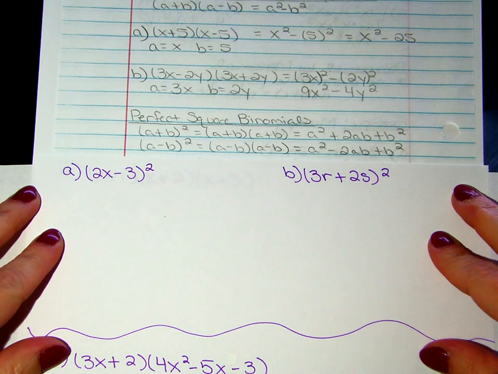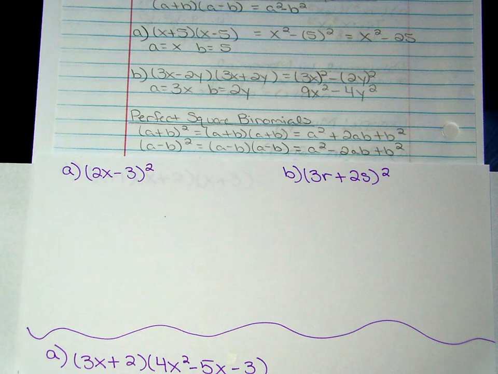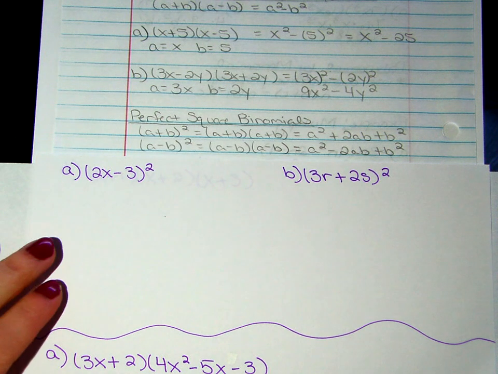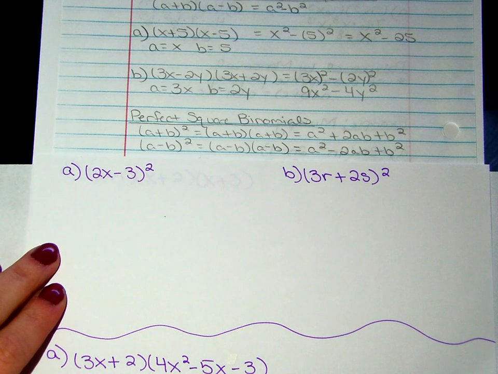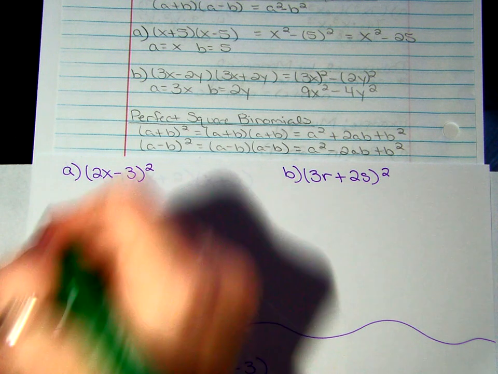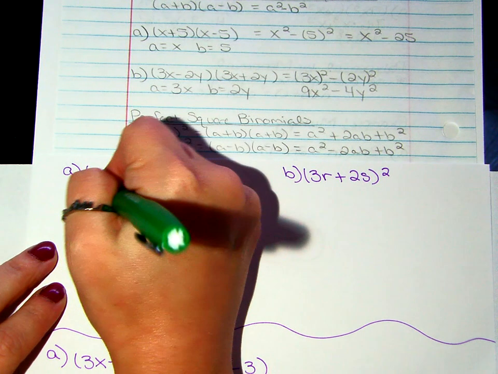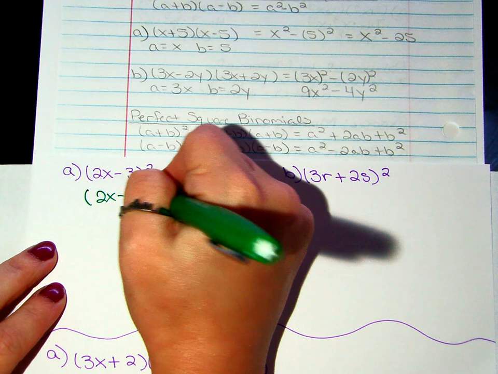There we go. So the first one is 2x minus 3 quantity squared. I am not going to write that that is 4x squared plus 9, because that's magic math. I'm going to take 2x minus 3, and I'm going to write it right next to 2x minus 3. And then I'm going to FOIL.